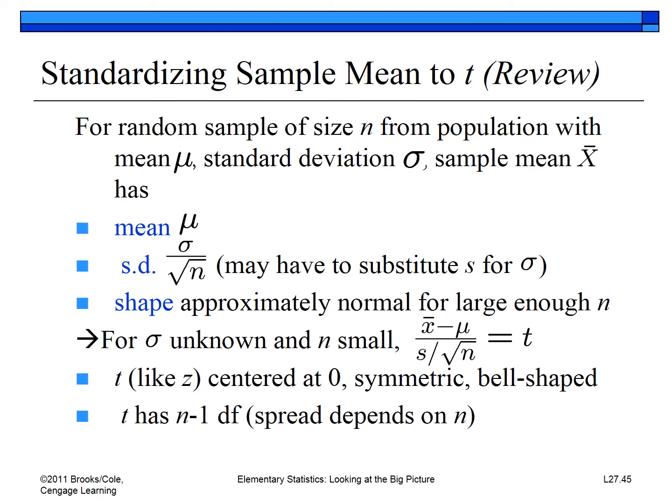So remember, to standardize a sample mean to a t-value, which is what happens when we don't know the population standard deviation, looking at this formula right here, we take the mean of the sample, subtract the purported population mean, and divide that by s over the square root of the sample size. The distribution of t is symmetric and bell-shaped, centered at 0, and we need to rely on the number of degrees of freedom, which is n-1.